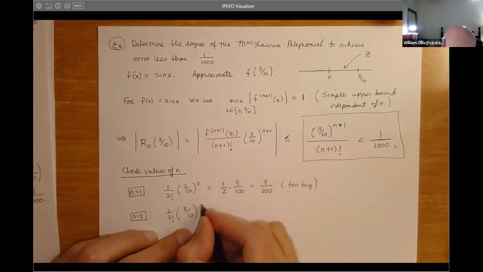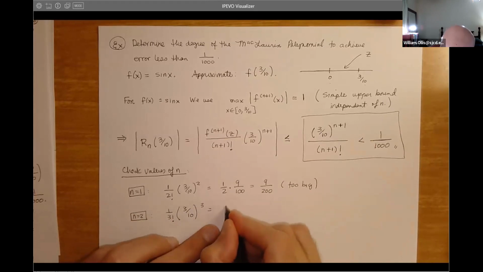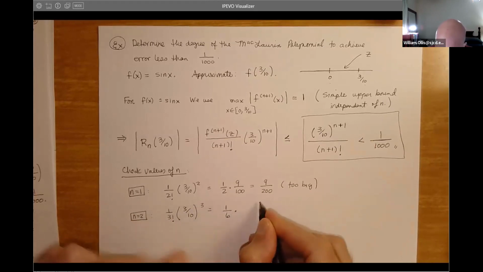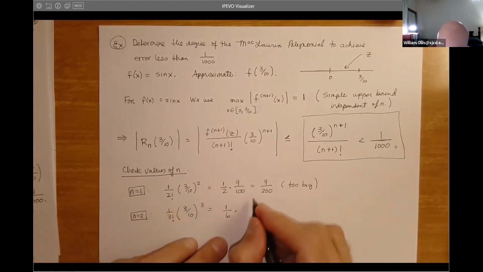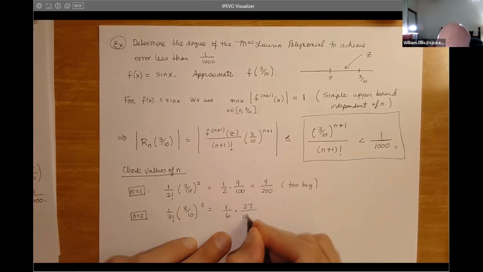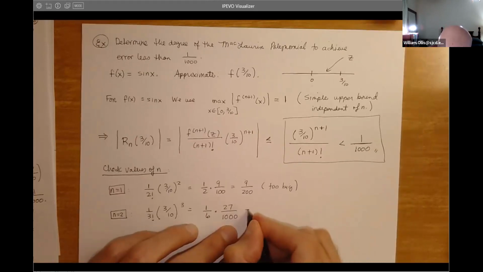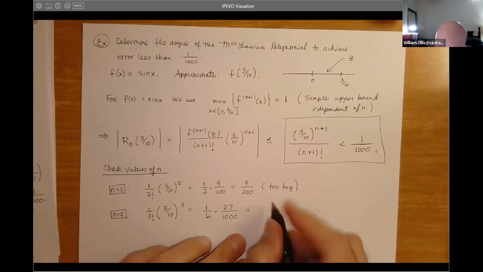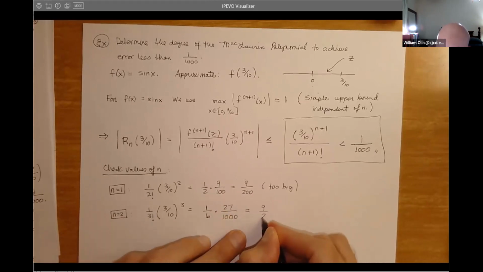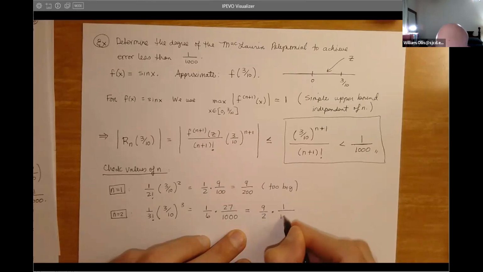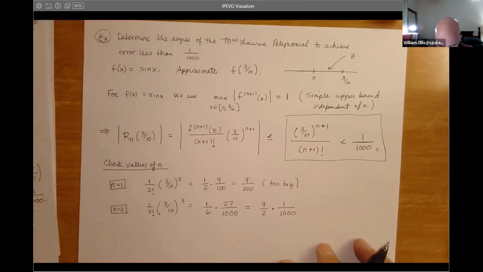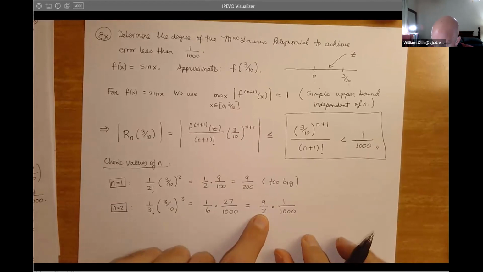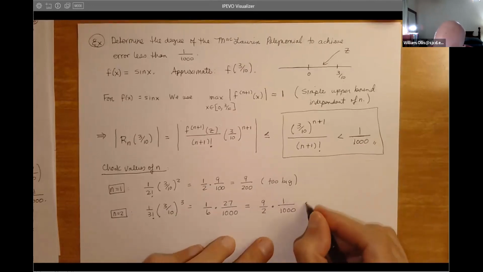Okay, 2 plus 1 is 3. So this gives us 1/6. And so now we're going to have what? 27, 3 cubed, these are easy numbers, over what? 10 cubed, 1,000. So now if we divide by 3, here we get a 9 over a 2, times 1/1000. Now, if we look at that, that's 4 1/2 times 1/1000. That's clearly bigger than 1/1000. So this is too big.